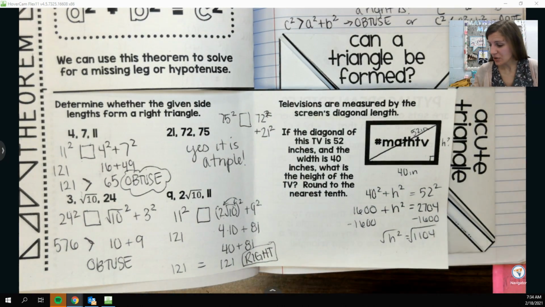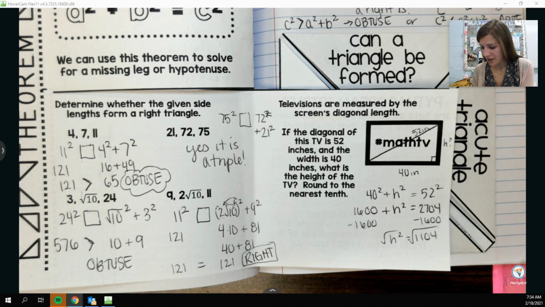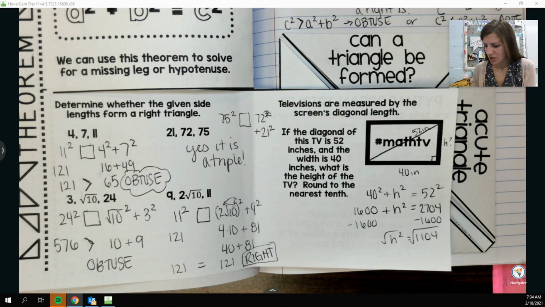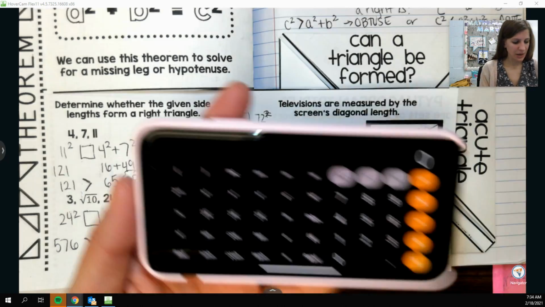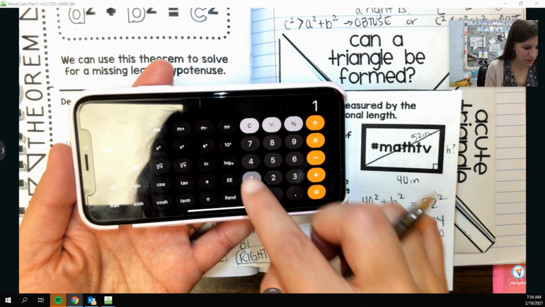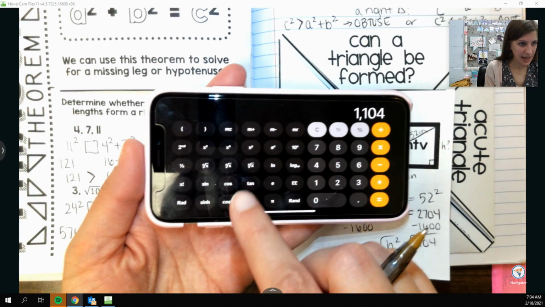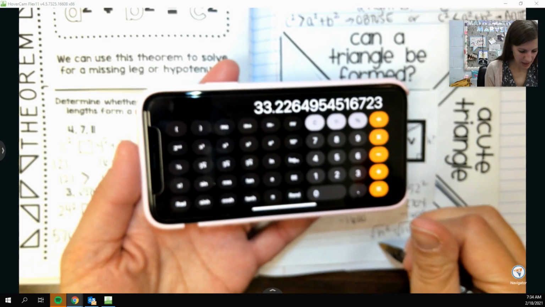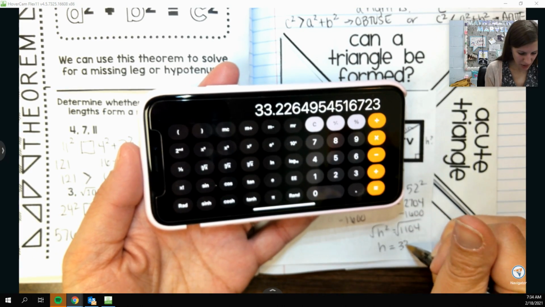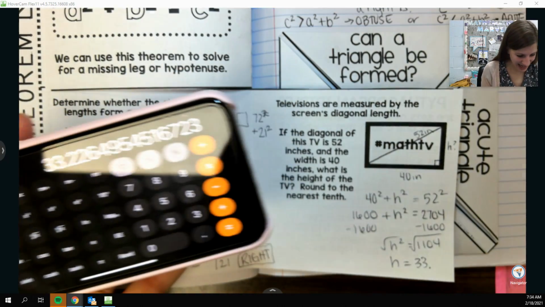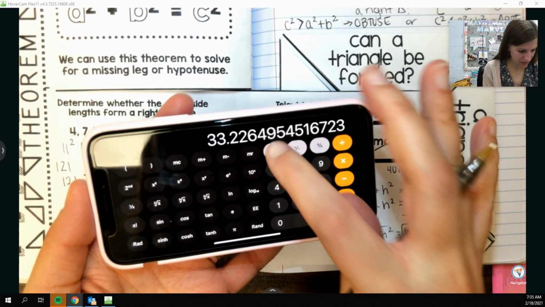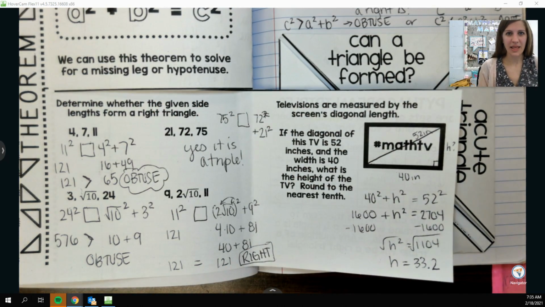Now, they do want me to give an answer where I round. So I'm just going to go straight to my calculator and type in 1104 and then take the square root. So 33. That one's a little bit too big for me to round in my head. So to the nearest tenth will be 33.2. And there we go.